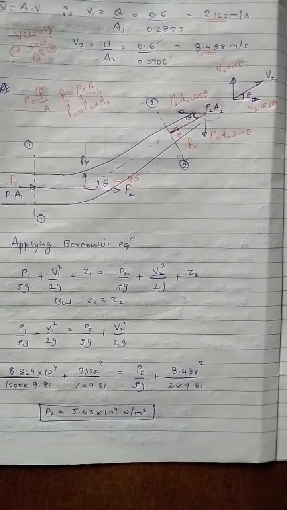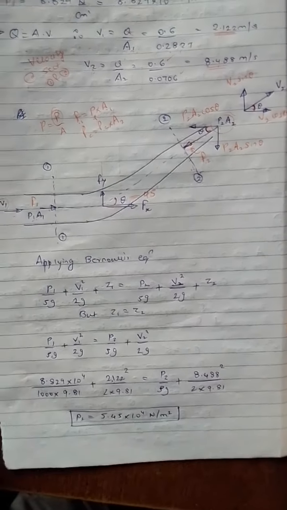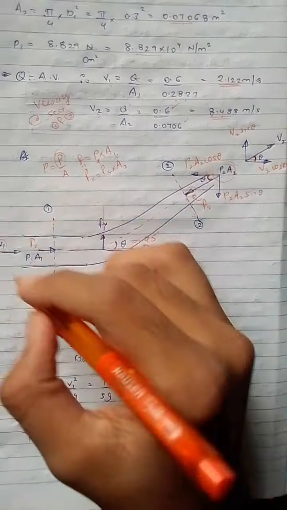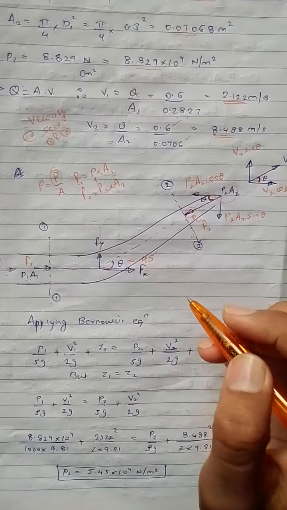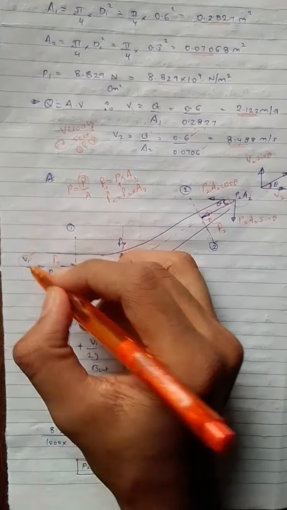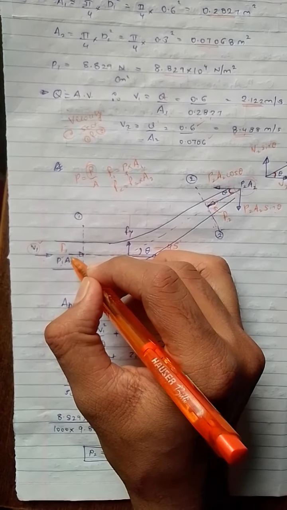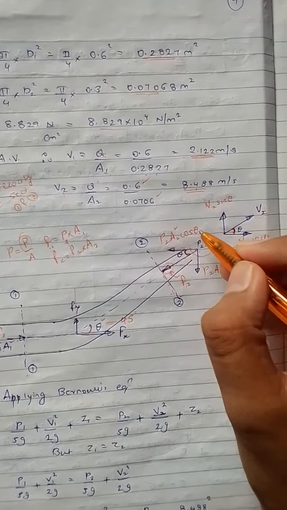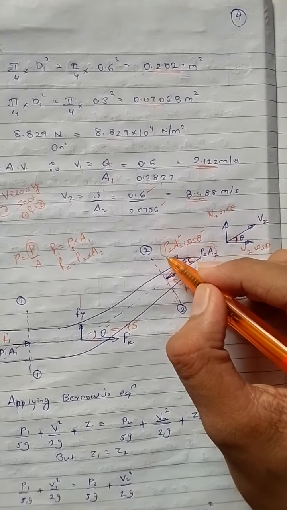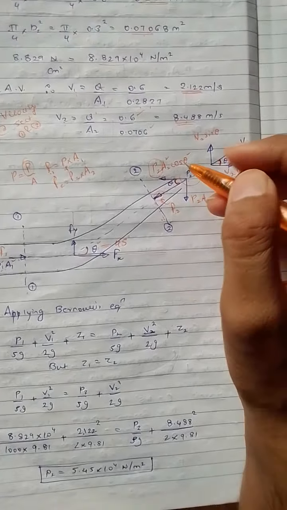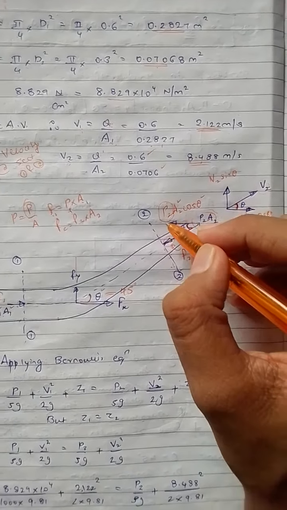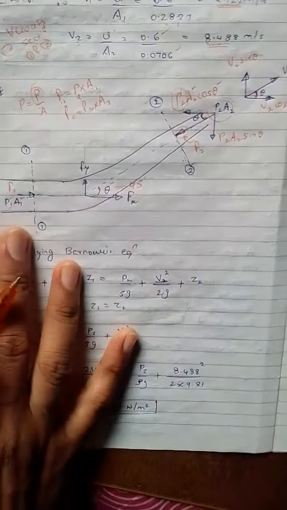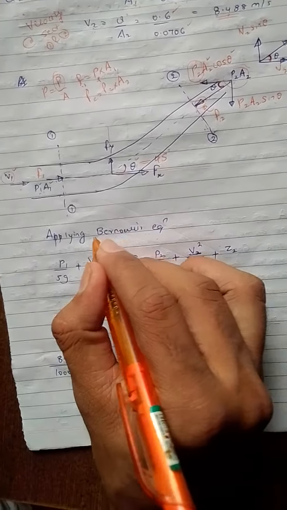Next, if you have noticed, in this diagram we know all the values but one thing is remaining. We know the value of P1, the pressure 1, we know area 1, we know theta, we know area 2, but the value of P2 is unknown. P2 means the pressure at section 2, correct? To find the value of P2, we have to apply Bernoulli's equation.